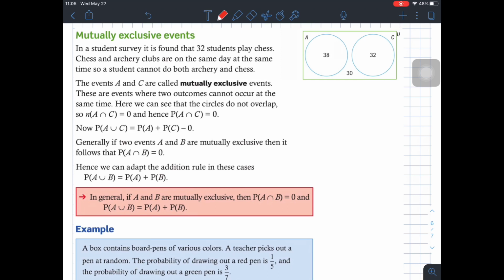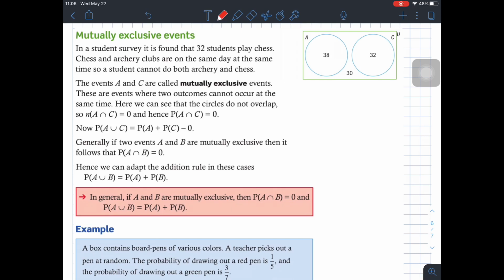It says, in a student survey, it is found that 32 students play chess. Chess and archery clubs are on the same day at the same time, so a student cannot do both archery and chess. So there's no way a student could do archery and chess because the classes are at the same time, right? Same day and same time. So in this type of cases, we talk about mutually exclusive events.